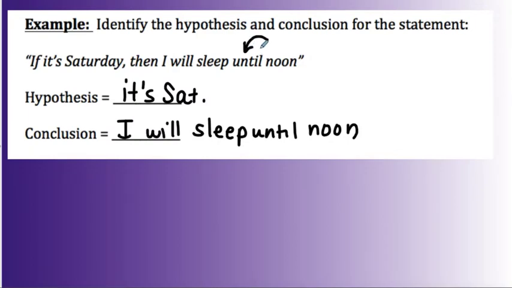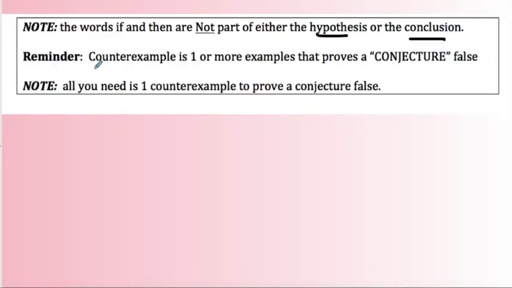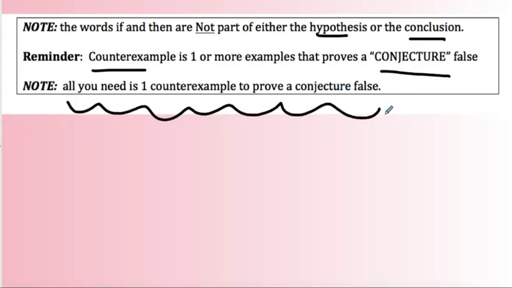I don't know if it's necessarily true, but if it is Saturday, I'm trying to prove the conclusion is false. Well, what if I woke up at 10? Did I sleep till noon? So when I provide one example that proves a conjecture false, that's called a counterexample, and it will make the statement false. Okay, so all you need is one counterexample to prove a conjecture false.